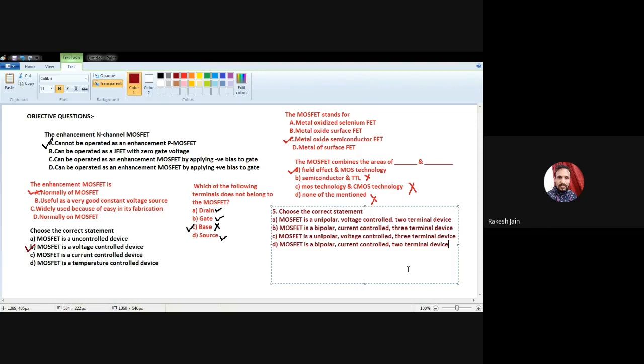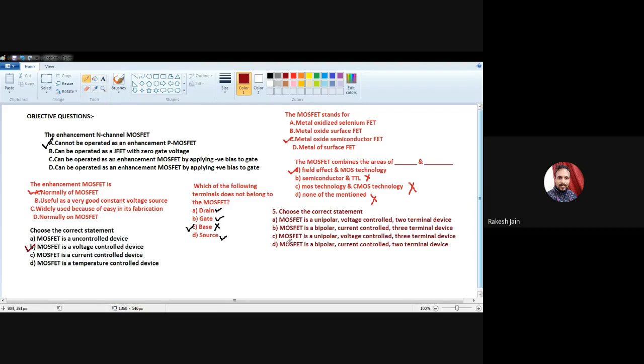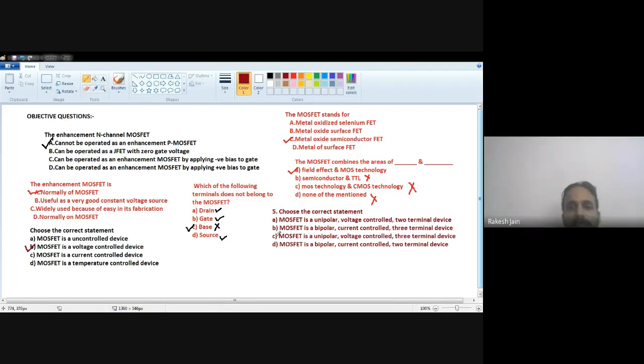In option A, two terminal device. No, MOSFET is a three terminal device. That's why the answer is the third option. This is question number 6. So in this question number 6, the answer is C. MOSFET is a unipolar, voltage controlled, three terminal semiconductor device. Now the next example, very simple.